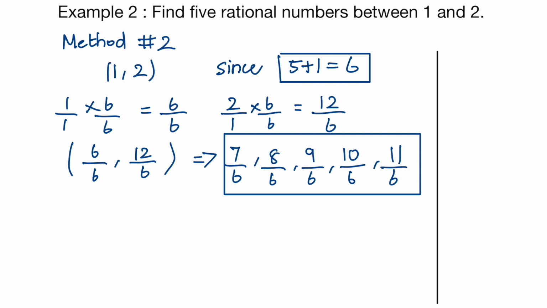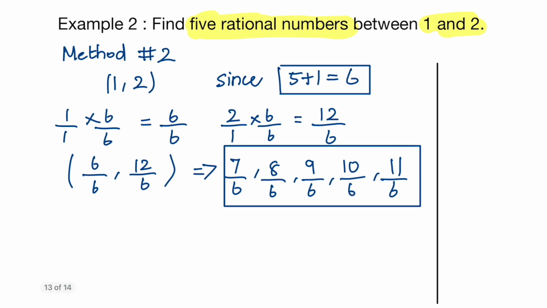What you are going to do is that if you are required to find, let me just grab the highlighter. In this question, you are required to find 5 rational numbers between 1 and 2. Since you are asked 5 rational numbers, you are going to add 5 with 1, which gives you 6, and that is with what you are going to multiply. Whatever the number of rational numbers that you require, you are going to take that number, add it with 1, and that is what you are going to multiply it with, okay. I hope this is clear.